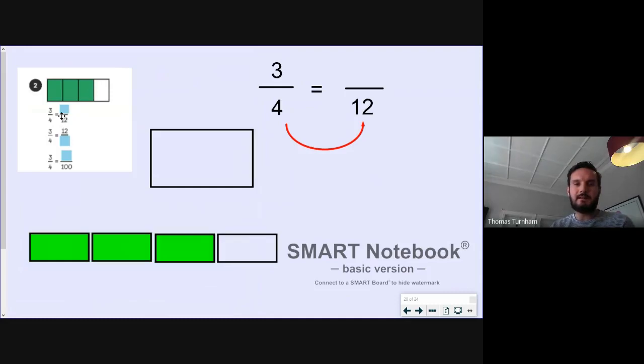3/4 equals how many 12ths? Well, I know that to get from quarters to 12ths, I've got to multiply by 3. I've got to split my square into 3. If I'm multiplying 4 by 3 to get 12, I've then got to multiply 3 by 3 to get 9.